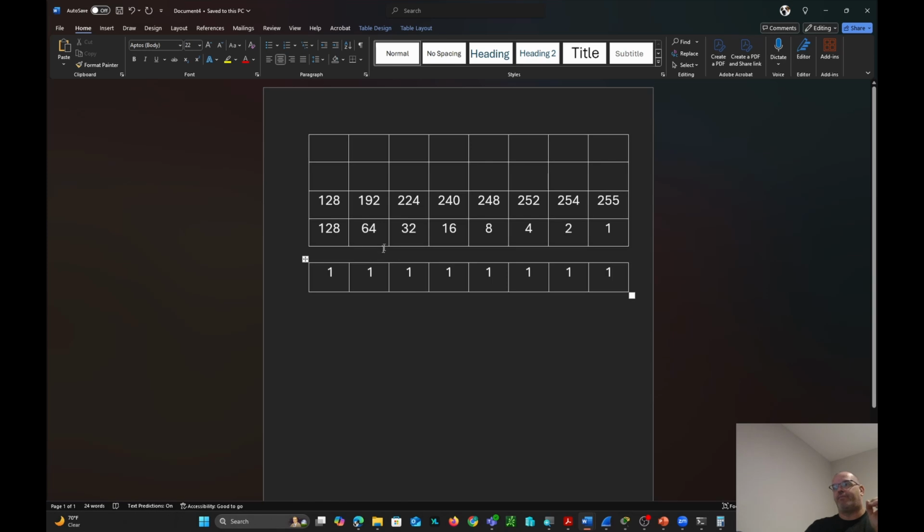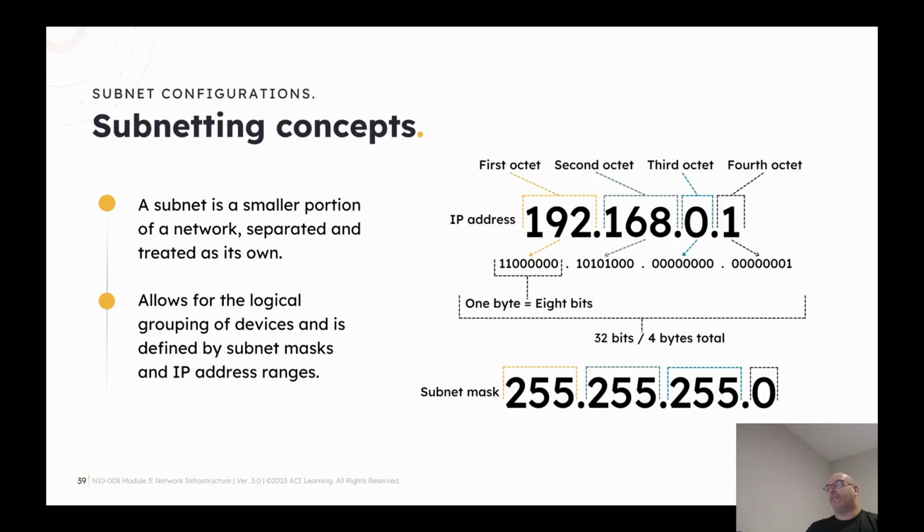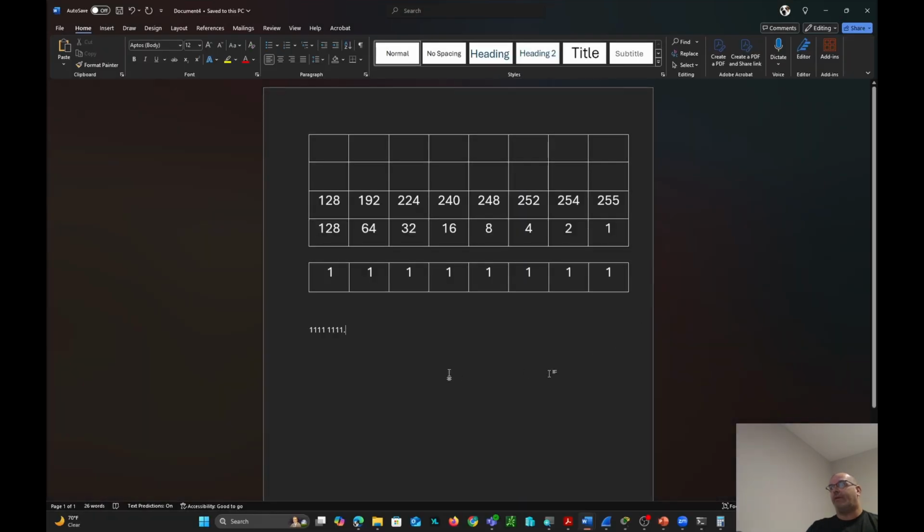And then from a binary standpoint for a subnet mask, if your subnet mask is 255, it means 1, 2, 3, 4, 1, 2, 3, 4, right? That equals 255. So if our subnet mask in this one right here is 255.255.255.0, what does that look like in binary? It looks like this. 1, 2, 3, 4.